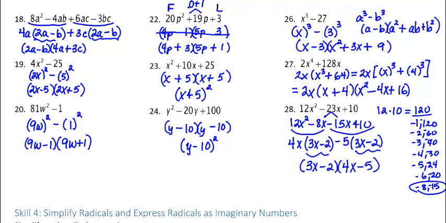Let me do one more of those. I know this video is running long. Number 22, let me show you how that could have been done with this method. I could have said 20 times 3 is 60. Looking at the factors of 60 are 1 and 60, 2 and 30, 3 and 20, 4 and 15, and 6 and 10. I need to find the pair whose sum is positive 19, and that would be the 4 and the 15.